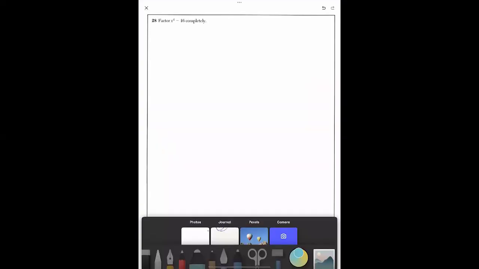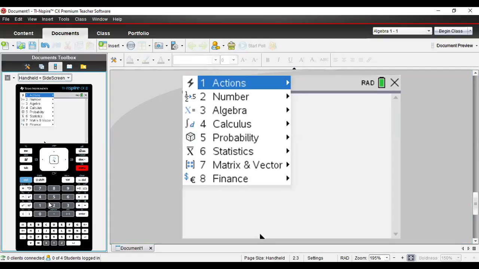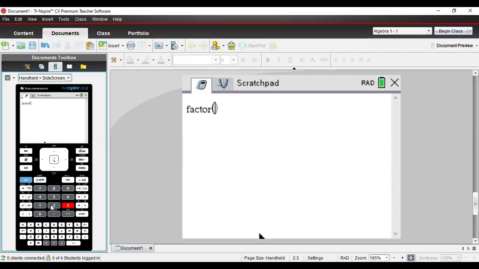All right, so let me make this larger. This is x to the fourth minus 16. First thing I'm going to do is menu 23 on 16. So I'm going to do menu 23, type in 16, press enter. All right, so that's a perfect square, if you didn't know that.